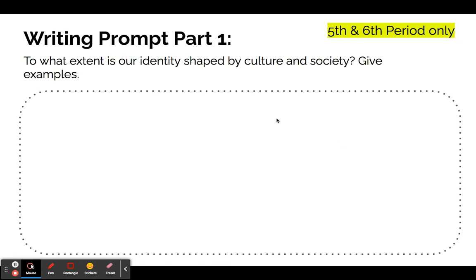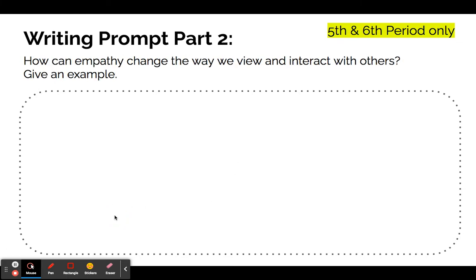We need to answer this question, and we're not doing it in connection to the book. We're just doing it in general. Like, what do you think from your own perspective? And then you're going to answer this question as well. Again, not connected to Trevor Noah's book, but just from your own perspective in life in general, answering this question.